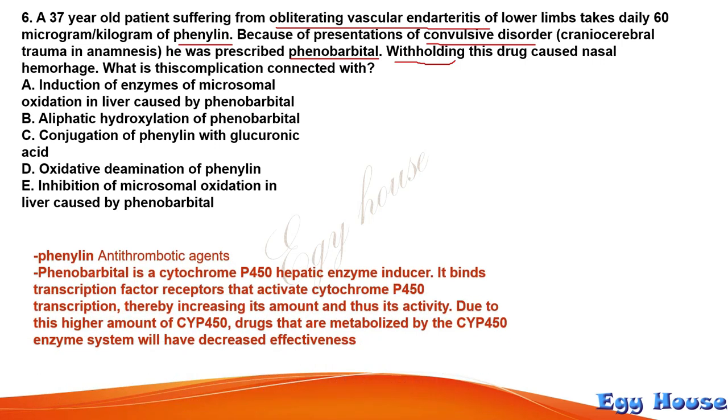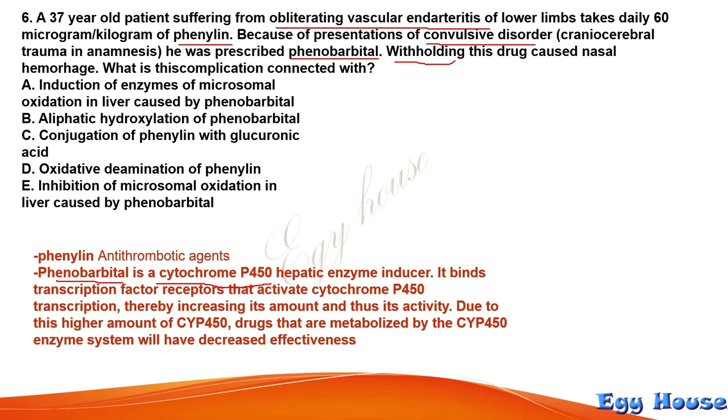As you can see here, phenylin is an antithrombotic agent, and phenobarbital is the main factor that caused the loss of effect of this drug. Why? Because as you can remember from biochemistry, cytochrome P450 is an enzyme that induces the metabolism of some drugs. So cytochrome P450 mainly metabolizes phenylin, and phenobarbital is an inducer of this cytochrome P450.